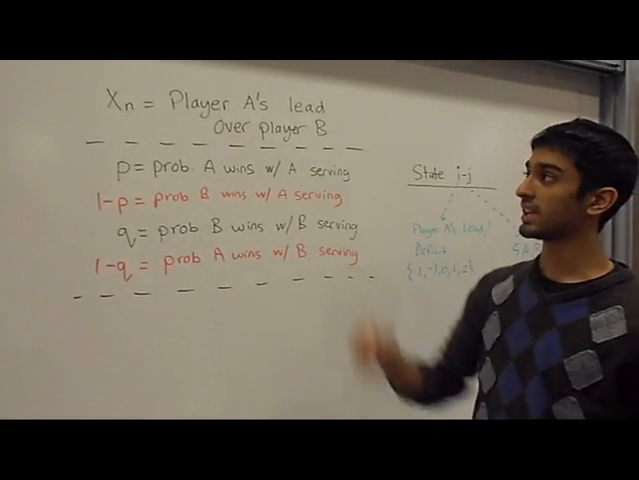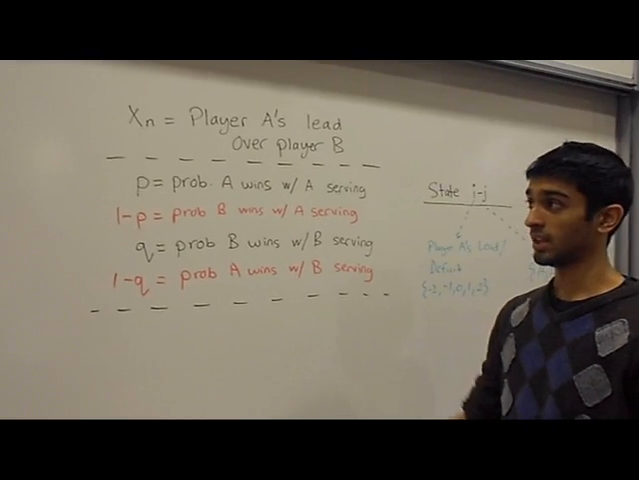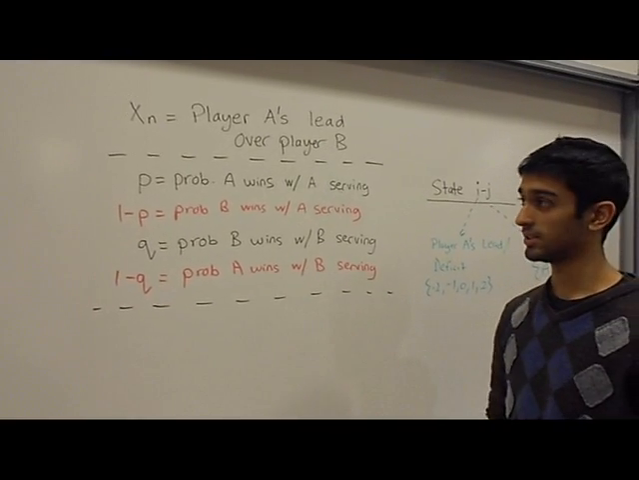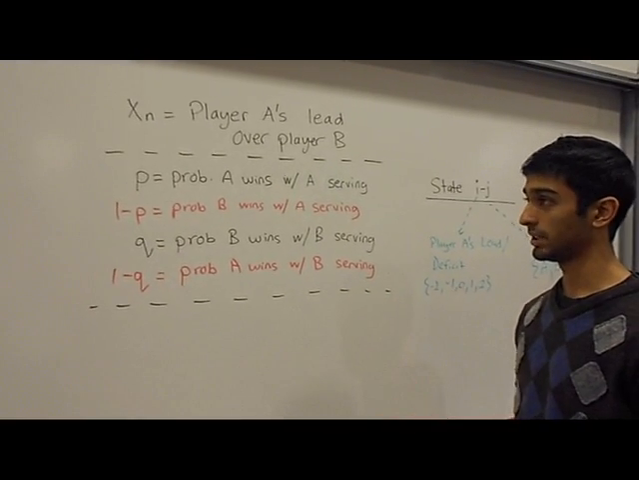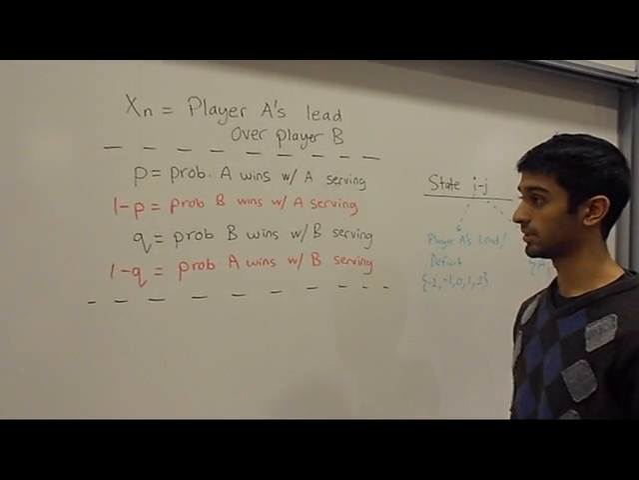So let's define X_n to be player A's lead over player B at any given time. Since it's the first to win by 2, the max lead that either player could have is 2, and the max deficit they could have is -2.